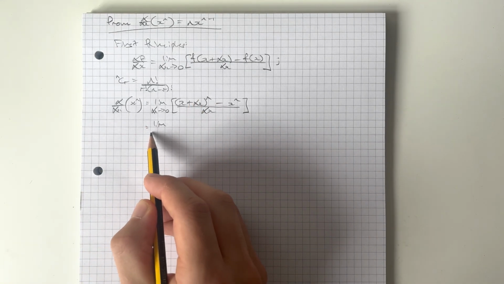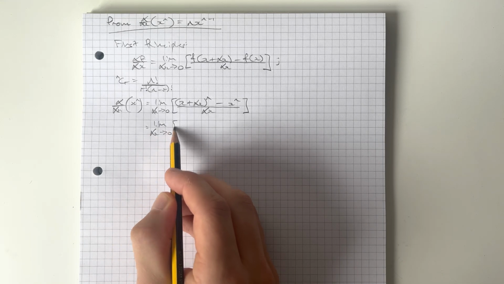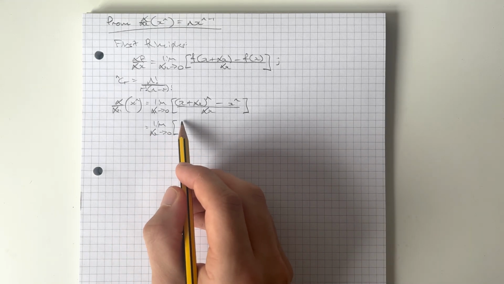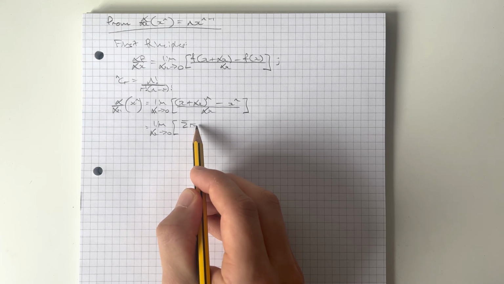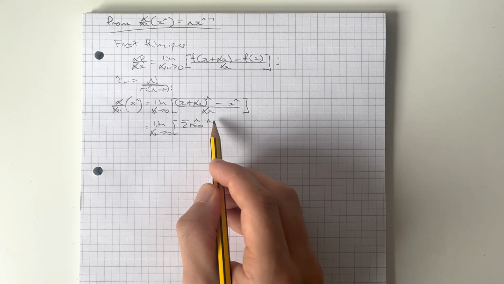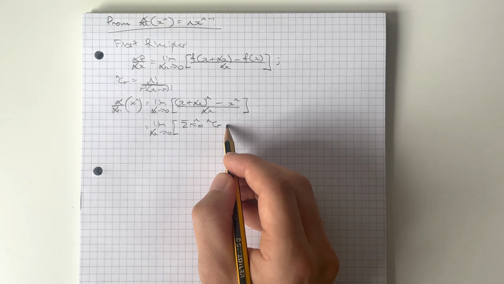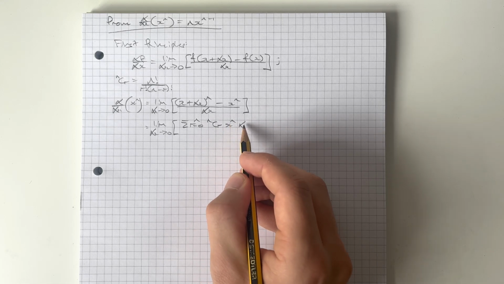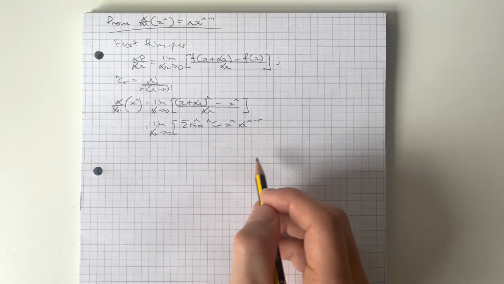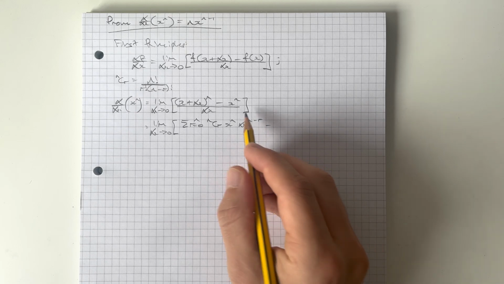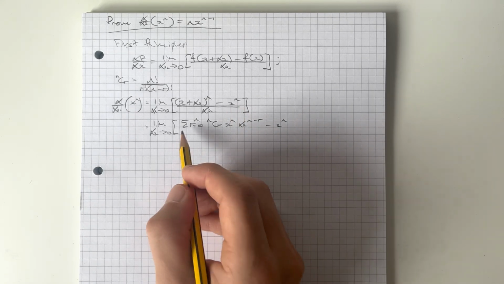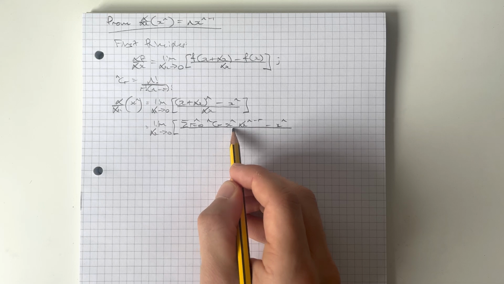So let's write out our limit first, dx goes to 0. And this then can be written as the sum from r equals 0 up to n of n choose r, multiplied by x to the r, and then multiplied by dx to the n minus r, like that. Take away the x to the n, it's still on the end there. Beautiful. Over dx.